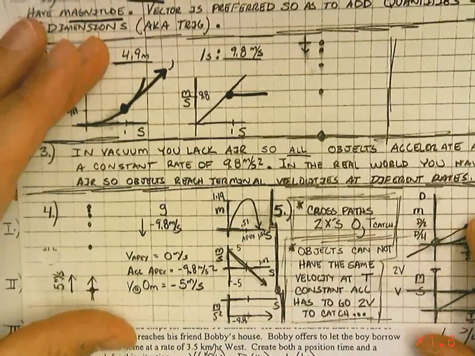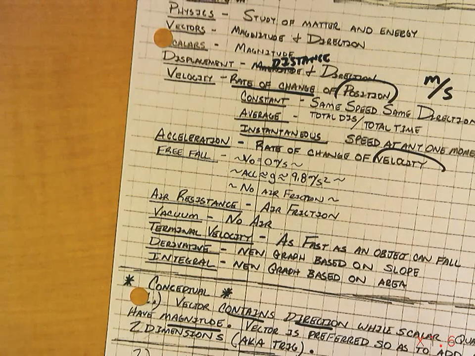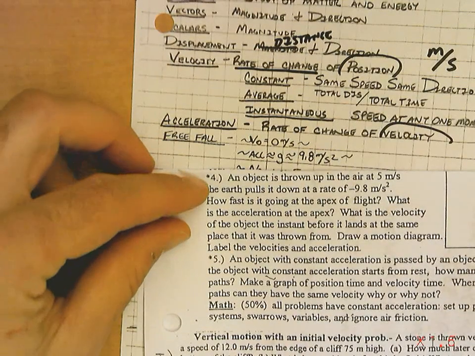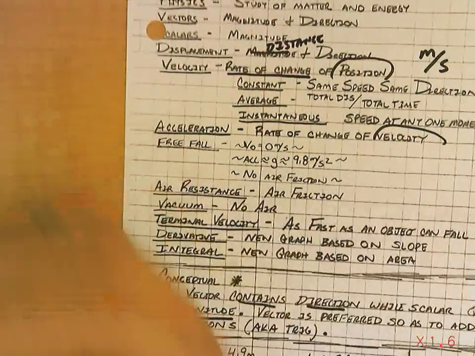Number 4 says an object is thrown up in the air at 5. The Earth pulls down on it at negative 9.8. How fast is it going at the apex of flight? What is the acceleration at the apex?